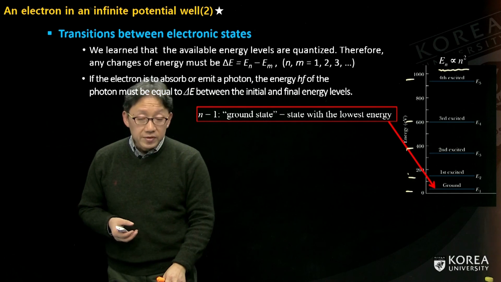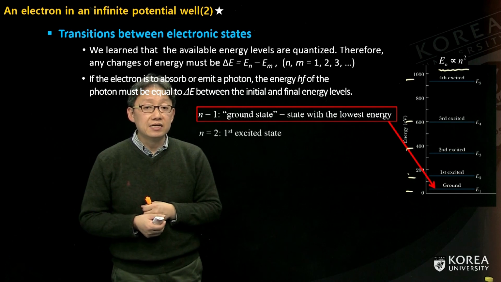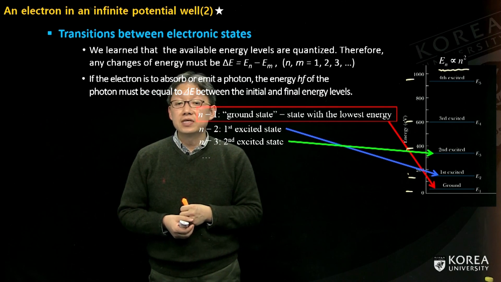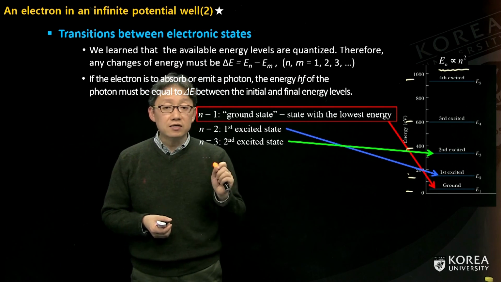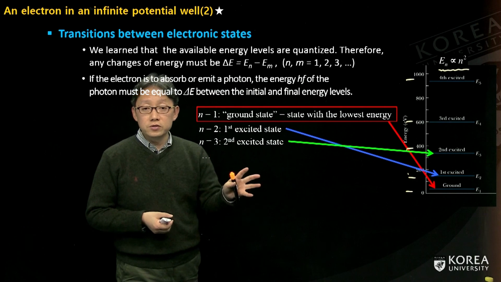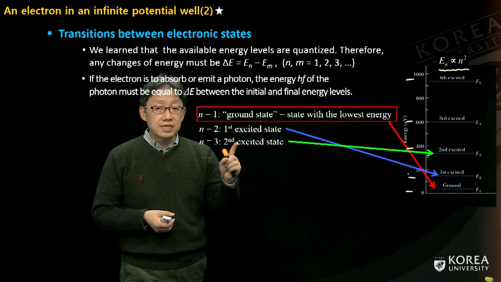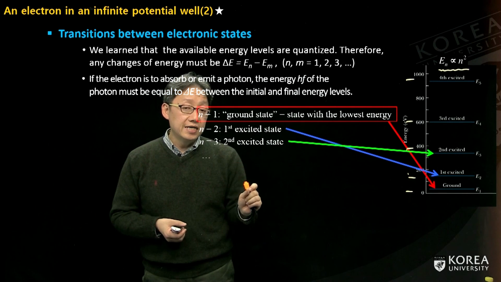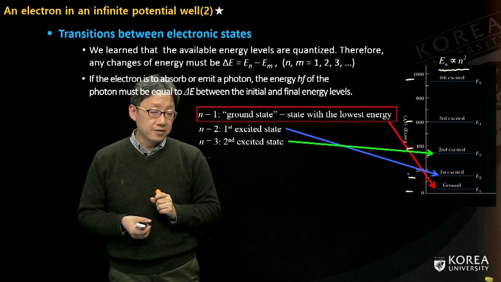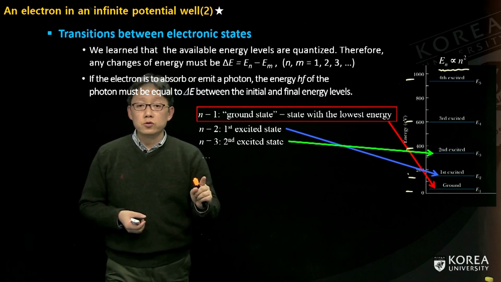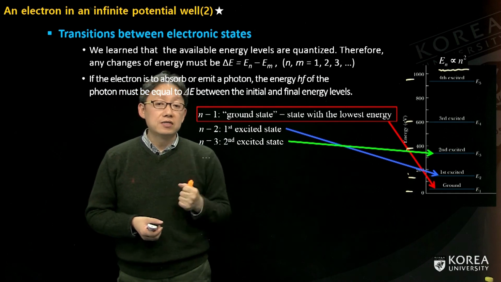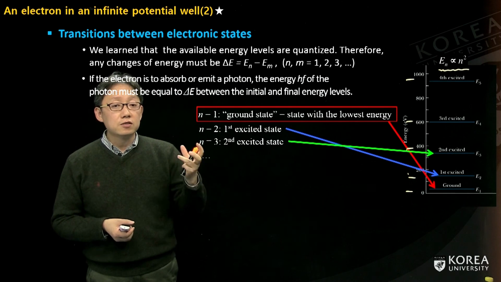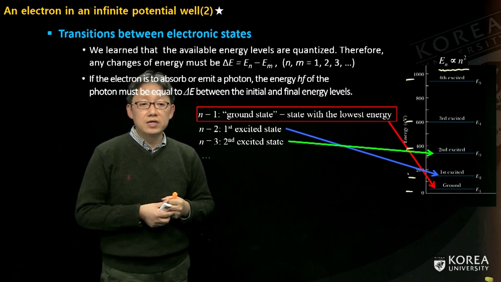And when you go up, all of them are called excited states. So n equals 2 is called the first excited state. It is not the second excited state, but the first excited state, because n equals 2 corresponds to the lowest energy state among the excited states. Okay, so the state with n equals 3 here is called the second excited state, because it is the second lowest energy state among the excited states.